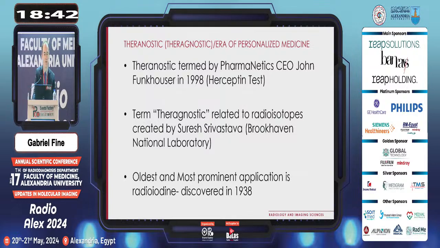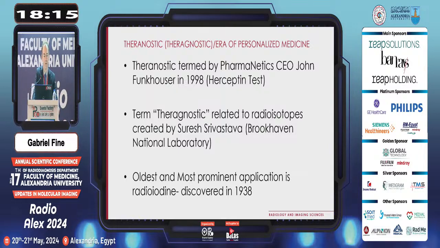It was initially termed in 1998 by John Funkhauser. That term had no G in it. You can see Theranostic. And then Suresh Srivastava at Brookhaven National Laboratory decided to use the word Theragnostic. We kind of use both. Most people, I'd say, use the Theranostic term now. But really, this concept's been around longer than I've been alive. And now that I'm middle-aged, that's a pretty long time.